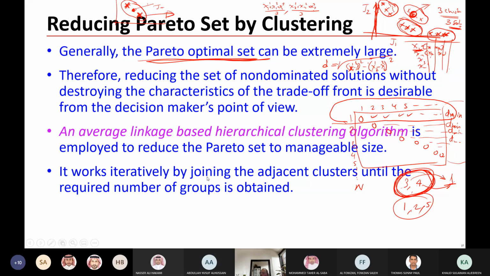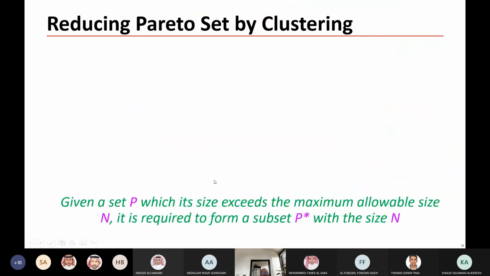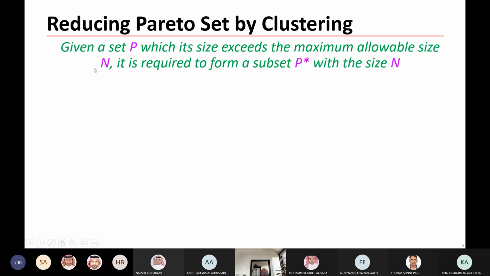We will see the formula right now. It can be described as such: the clustering technique. Given a set B, whose size exceeds the maximum allowable size, where the maximum allowable size is N, it is required to form a subset, P star, with a size N.